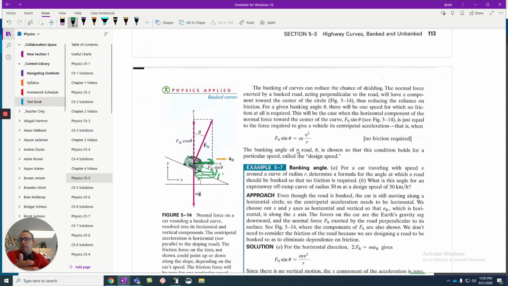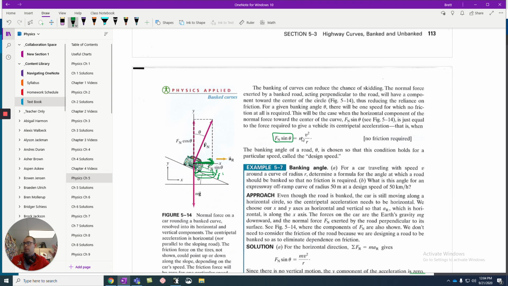This first question, and one of the most important questions, is what if it's completely icy and I can't predict that there's going to be any friction? What if I don't want someone to ever slide off this road? Well, that's where this comes in. What if we only used the normal force, the part of the normal force pushing to the right, and that had to equal mu times v squared over r?